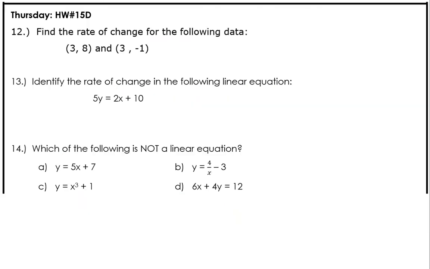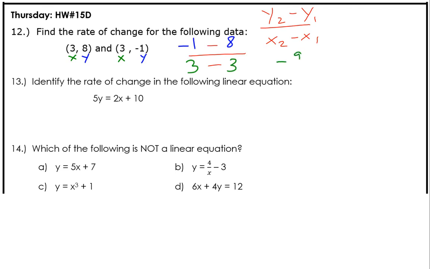All right, let's take a look at this last section here. Find the rate of change. You're going to use your y minus y over x minus x formula. This should look familiar to you. We've been doing it for a few weeks. So these are the y's, and the first values are the x's. So y minus y over x minus x. So negative 1 minus 8 is negative 9, and 3 minus 3 is 0, and you are not allowed to have a 0 in the denominator, so this is undefined.